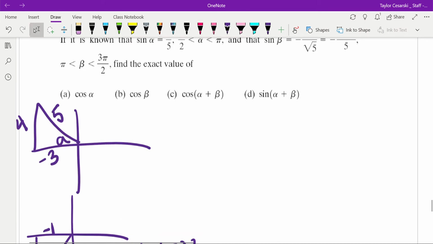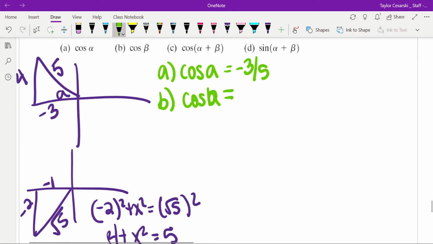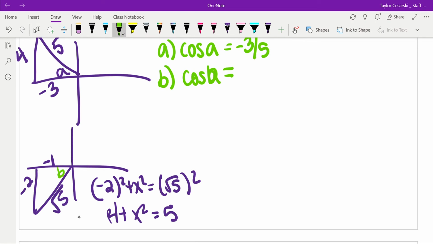All right, so it asked me to find some different things. So in part A, it just wants cosine of A. So adjacent over hypotenuse, it's going to be negative 3 over 5. Cosine of B, so adjacent, label B there, adjacent over hypotenuse, so that's going to be negative 1 over square root of 5, or negative square root of 5 over 5.